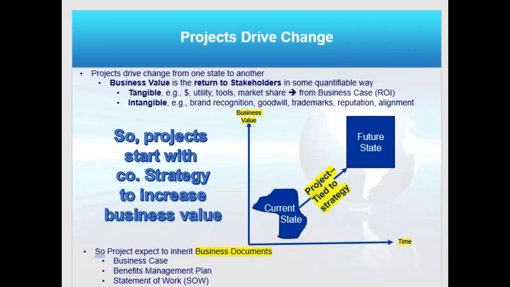Now, sticking with the strategic note, what a project is doing is there's some business value that the company doesn't have that they want. That's on the vertical scale here. And so we take these business documents and we will look at the current state. The business case should do this. And our project is tied to strategy to drive us to a future state, to seek that higher business value over time.